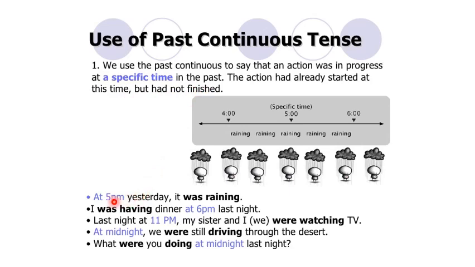For example, at 5 a.m. yesterday, it was raining. I was having dinner at 6 p.m. last night. Last night at 11 p.m., my sister and I were watching TV. At midnight, we were still driving through the desert. What were you doing at midnight last night?